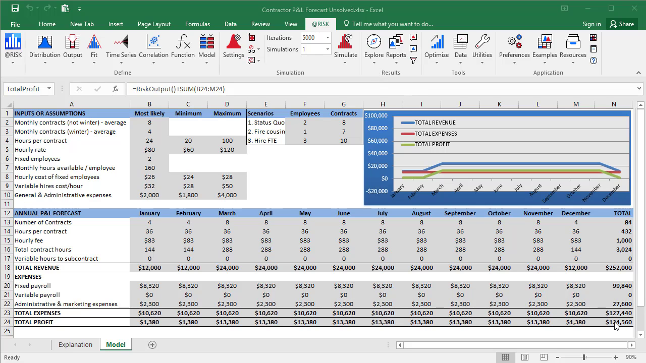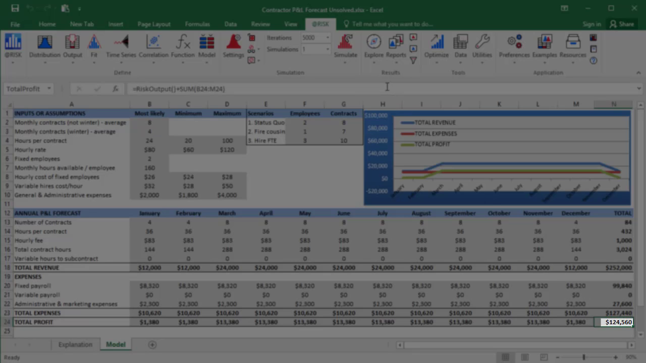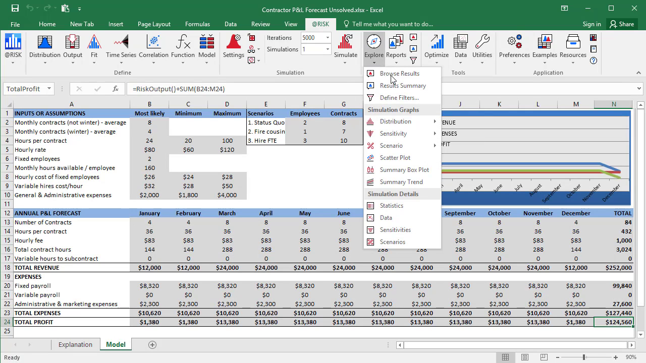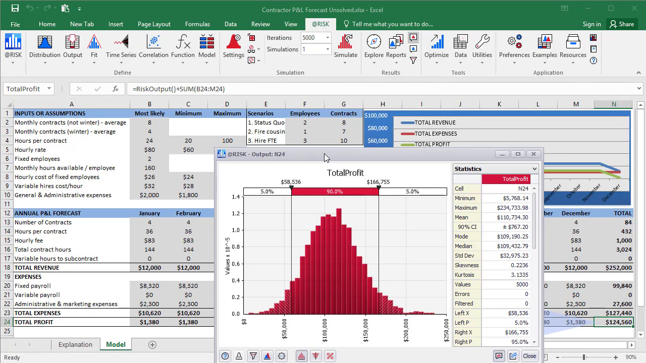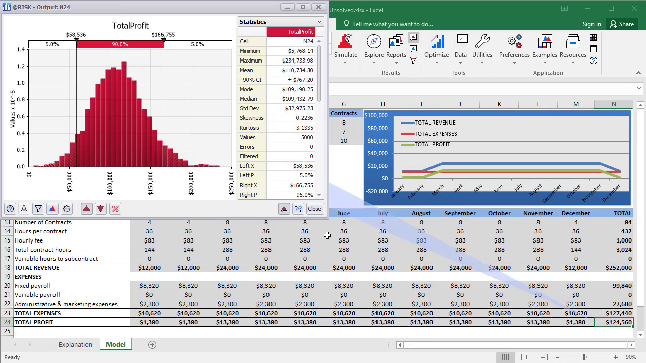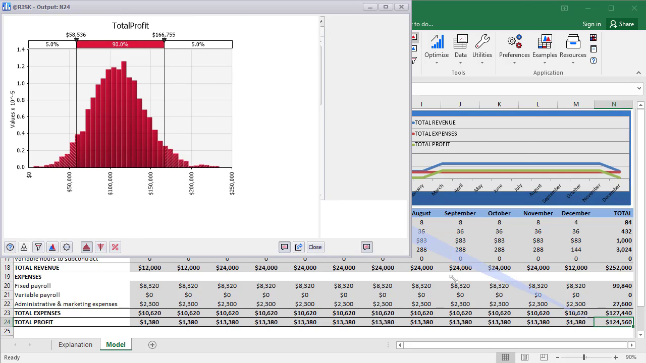62. With your cursor placed on cell N24, total profit, which is the most important output in the model, click on the Explore button and then choose the first option to browse results in @Risk's report. This will generate the following histogram chart.